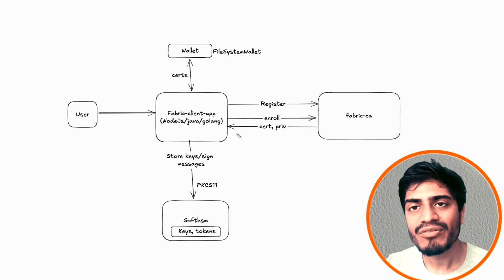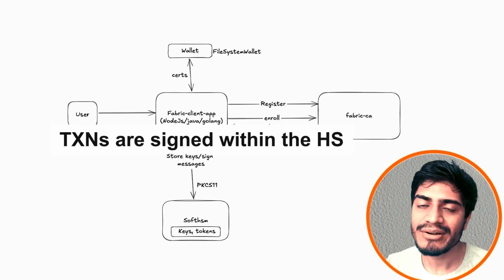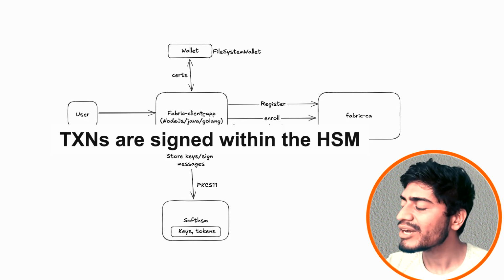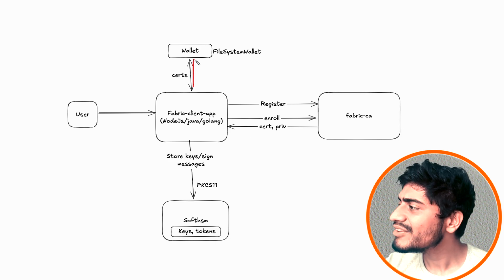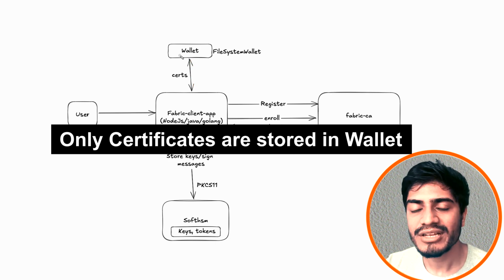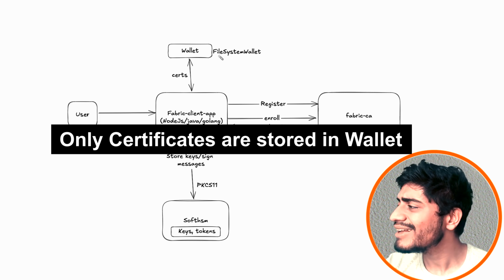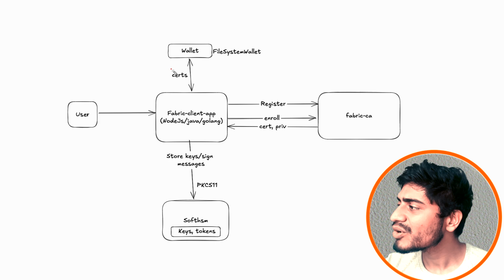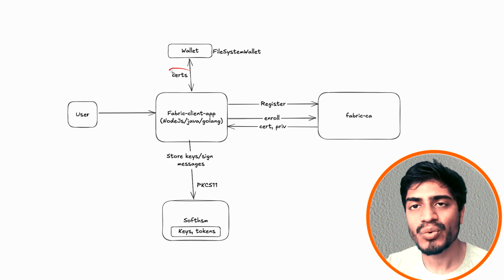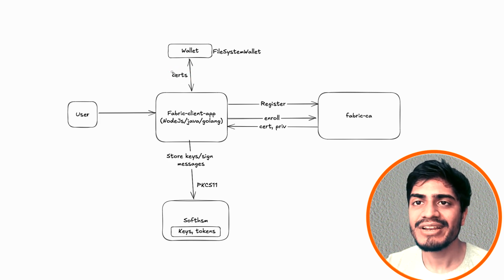And whenever we have to do a transaction, we typically ask the HSM to sign that payload and give it back to the client application. So if you see here, we get the certificate and the private key back. And then the certificates are stored into the wallet. So you can use any wallet here, like a file system wallet or CouchDB or maybe an in-memory wallet. Any wallet is fine. But the crux here is that we store the certificates here, because the private key is already stored into the SoftHSM.